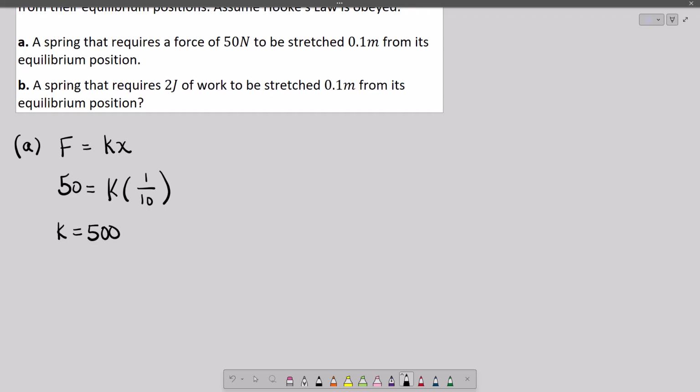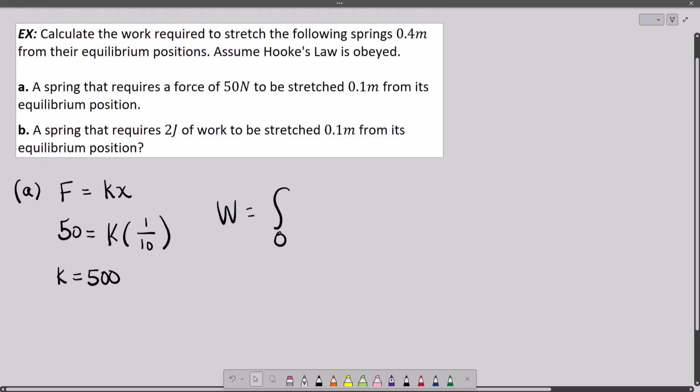Spring constant 500, no mystery. And we want to stretch it 0.1 from equilibrium, so work. Limits of integration. What should the lower limit be? 0, because it's from equilibrium, so we're starting in the equilibrium position. We're going to end up at 0.1, which I'm going to write as 1/10.